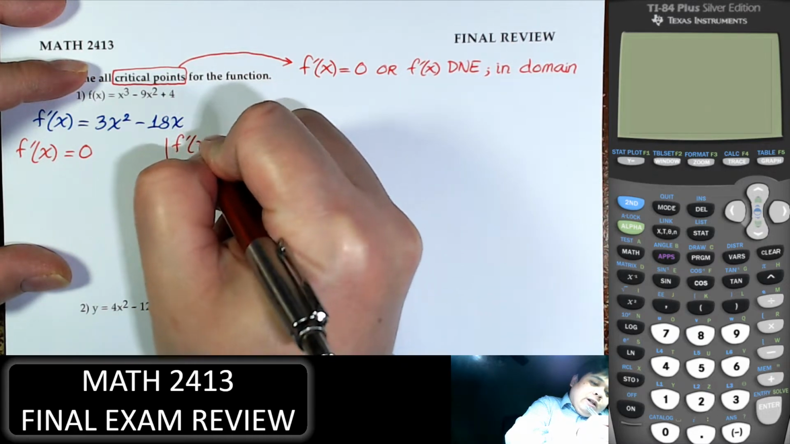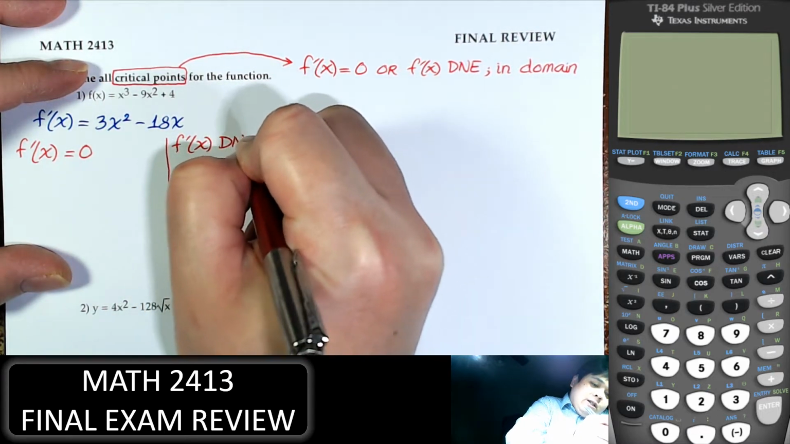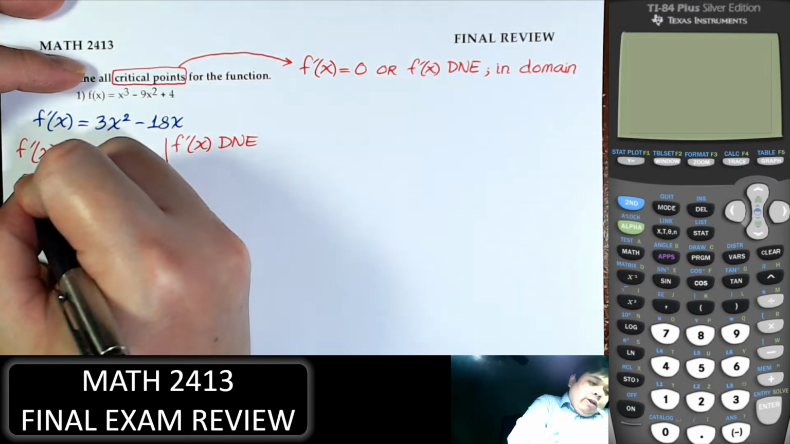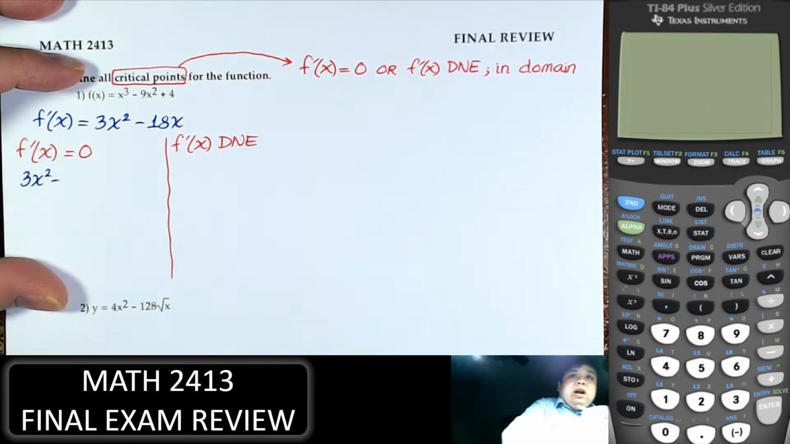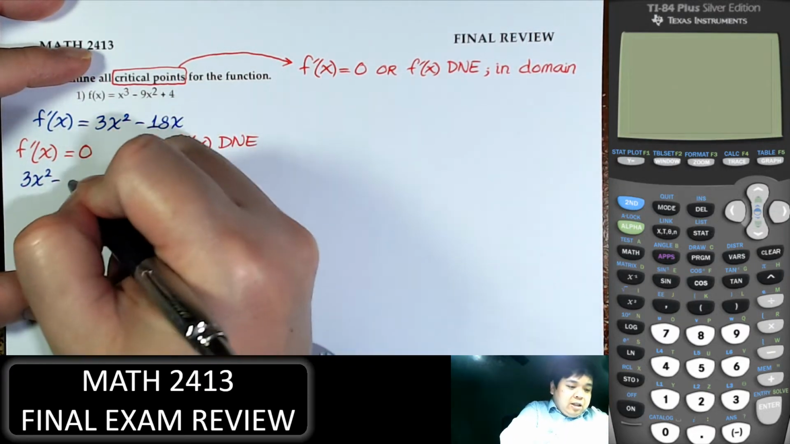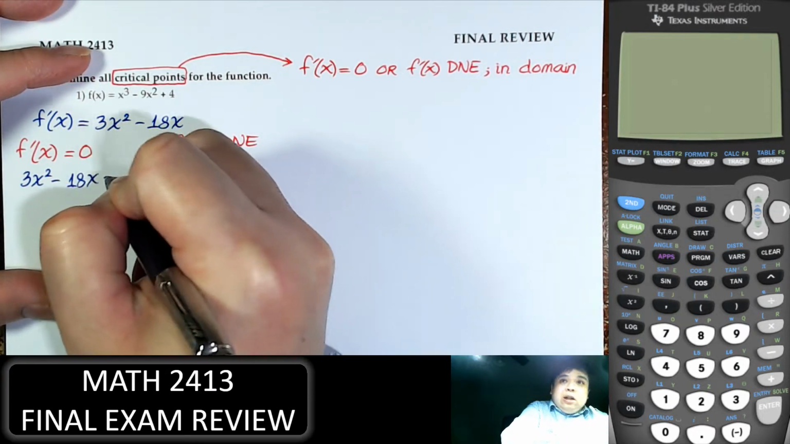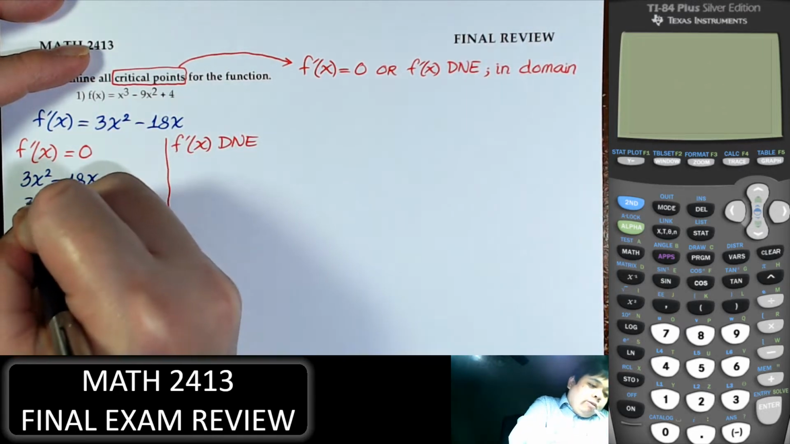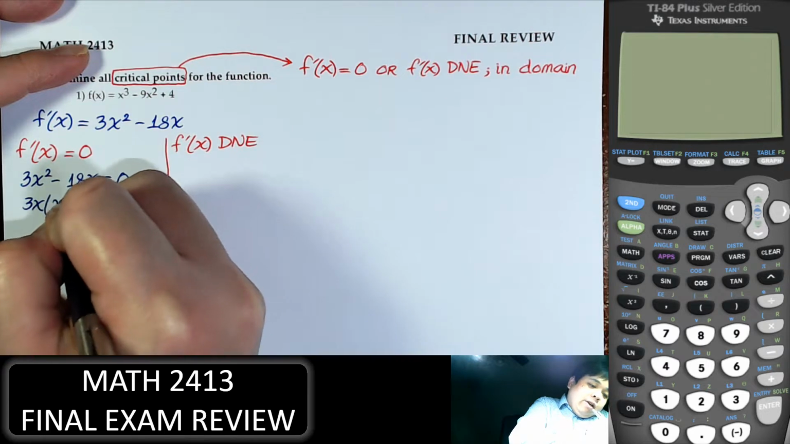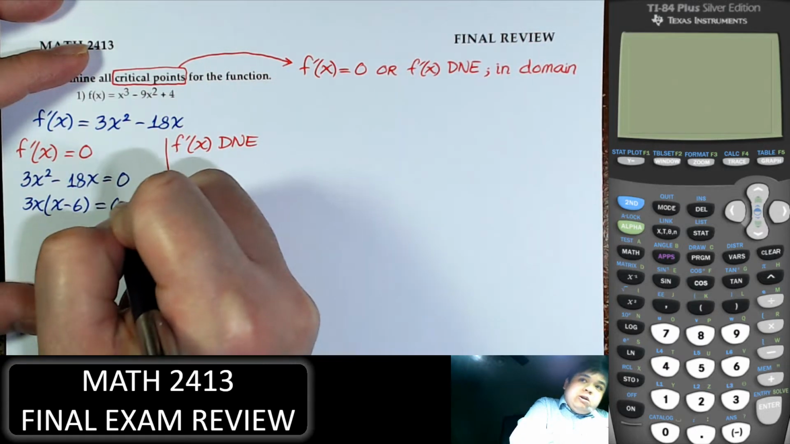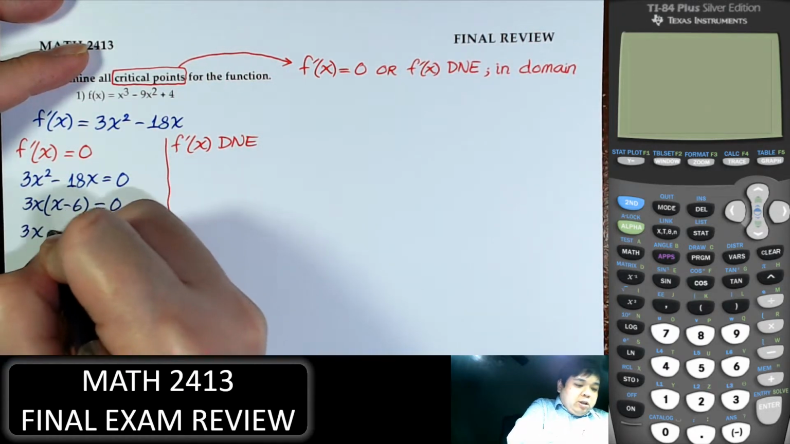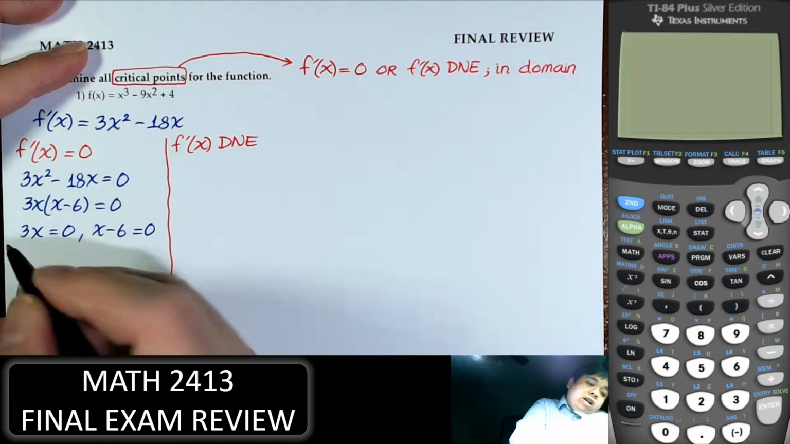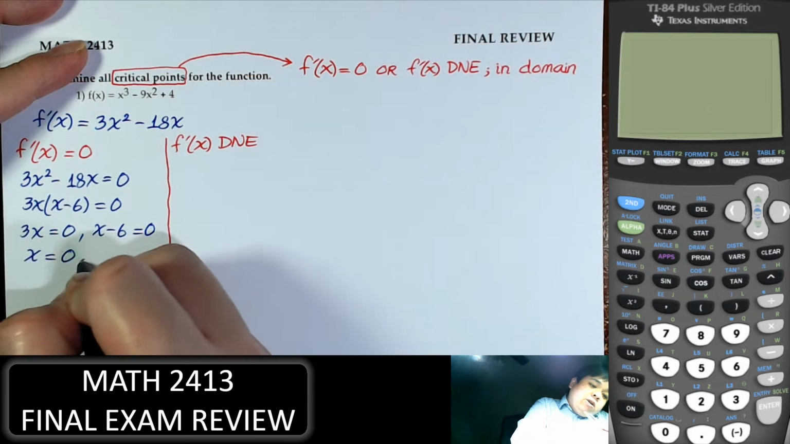Or the derivative does not exist. So derivative equal to 0: 3x squared minus 18x equal to 0. So we factor out 3x: 3x times (x minus 6) equal to 0. So 3x equal to 0 or x minus 6 equal to 0. So that gives us x equal to 0 or x equal to 6.